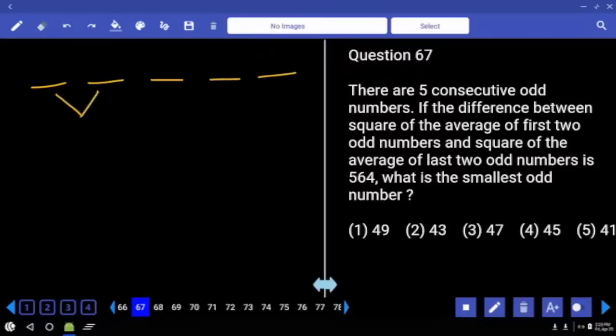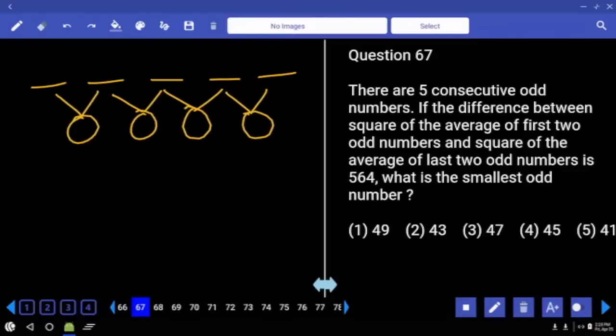The average of the first two odd numbers is this one only. The average of the last two odd numbers is this number only. Right. Assume between these two we also have middle numbers. So there will be 4 middle numbers between 5 consecutive odd numbers. Agreed or not? What is the difference between these two numbers?